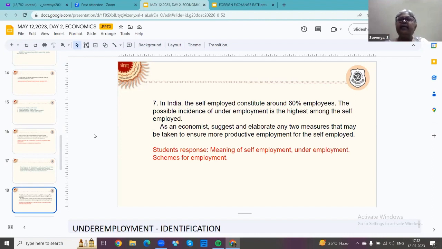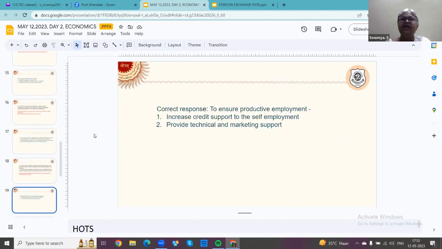For promoting their products, for marketing their produce. It should provide them information about finance and so on. So definitely the technical training, right? Skill India, ma'am. Yes, absolutely. So see, to ensure productive employment, the first point, as ma'am said, to increase credit support to the self-employed, that would be a big support, and they will stay on. They will continue their business. They will not give it up.